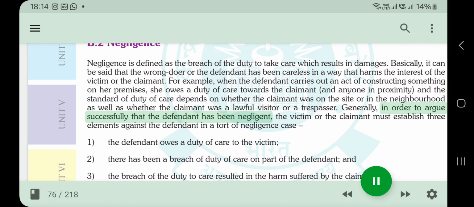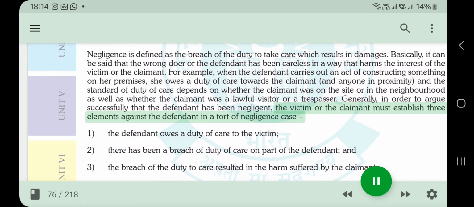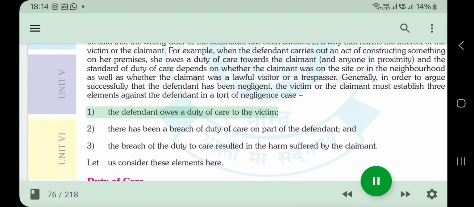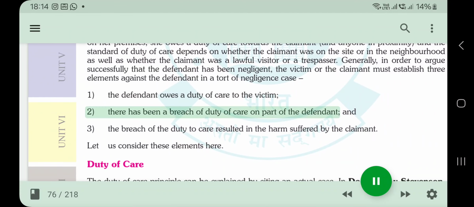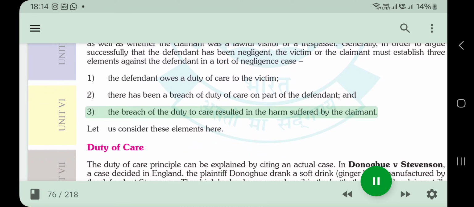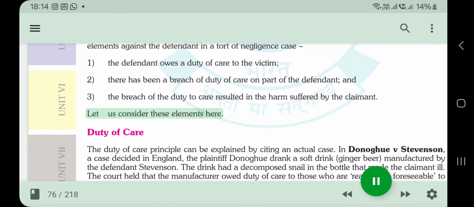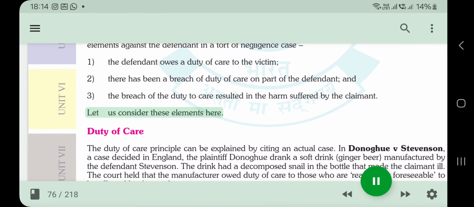Generally, in order to argue successfully that the defendant has been negligent, the victim or the claimant must establish three elements against the defendant in a tort of negligence case. 1. The defendant owes a duty of care to the victim. 2. There has been a breach of duty of care on part of the defendant. And 3. The breach of the duty to care resulted in the harm suffered by the claimant. Let us consider these elements here.